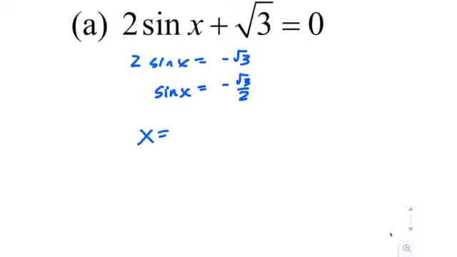Is it a pi 6 or pi thirds reference angle? It's a pi thirds reference angle, and they're both below the x-axis. So quadrant 3 and 4: 4 pi thirds and 5 pi thirds, right? There you go. We're done. That's it. Easy.